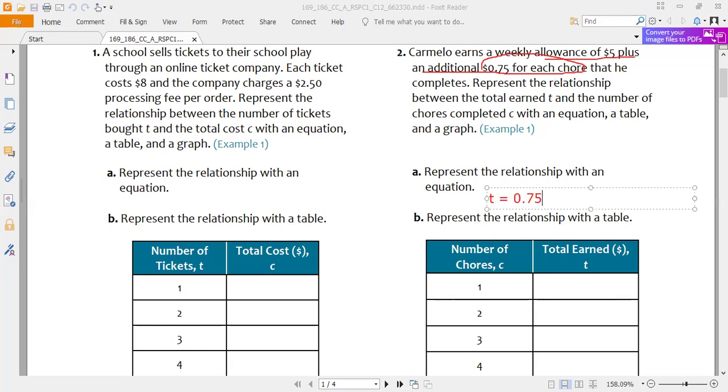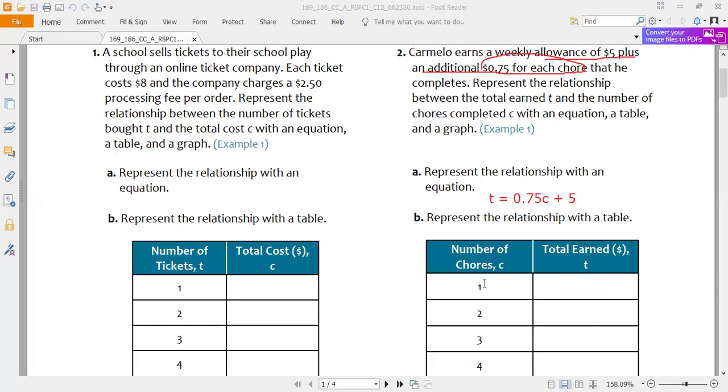0.75 for each core. So 0.75C plus, no, this is an extra $5 bonus or allowance. So we will write 5. Using this information, we write an equation. Now we will use this equation to fill this table.